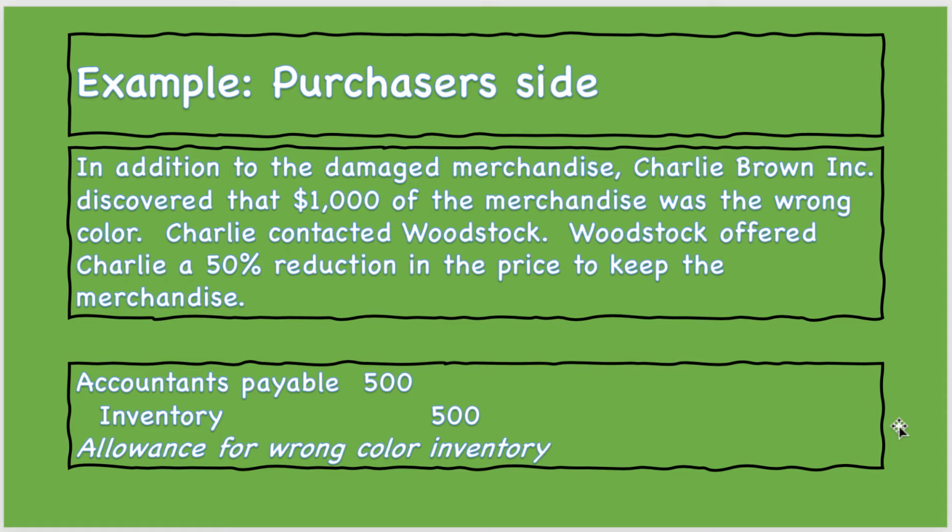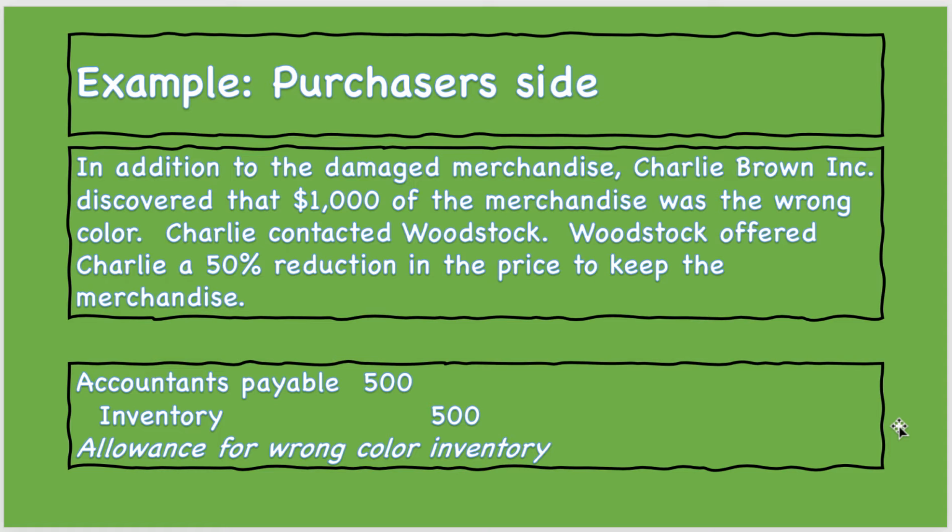So what are we doing here? Well, we're keeping the merchandise, right? But we're not paying the full amount for it. We're receiving a 50% discount on this wrong colored merchandise just to keep it, okay? So what are we doing here? Well, this is identical to the purchase return that we just did. The only difference is we're keeping the merchandise, okay? We're still keeping those physical units. However, the cost of those physical units are decreasing.